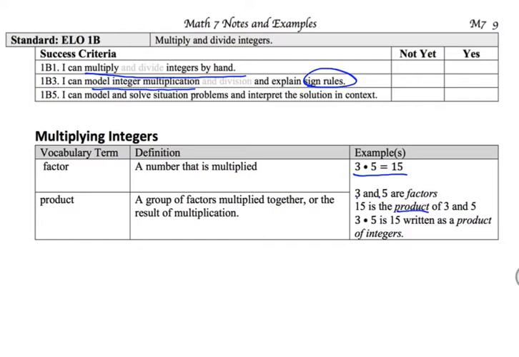15 is the product of 3 and 5, and product also refers to 3 times 5 written as a product of two integers. So product refers to both the answer and the expression written as things being multiplied together. For the most part, you will just think of it as meaning the answer. In 8th grade, we'll do a little bit with writing things as products. For example, you can write 4 as a product of 2 and 2.